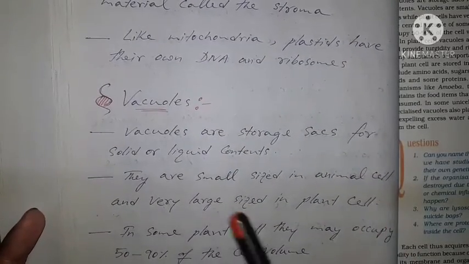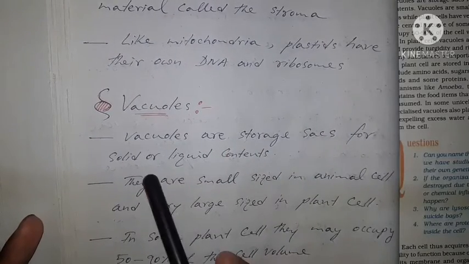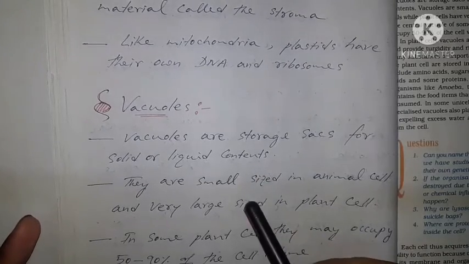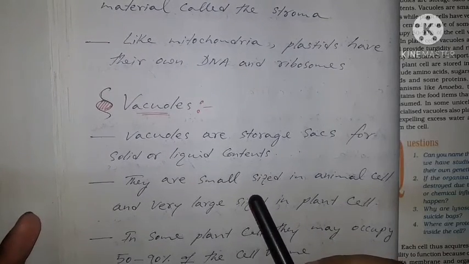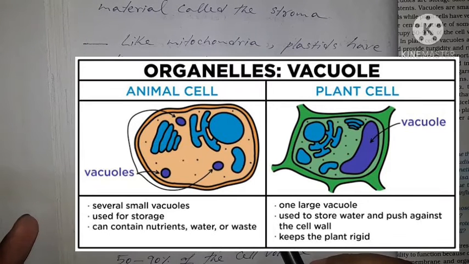Then the next is vacuoles. Vacuoles are storage sacs for solid or liquid contents. They are found both in plant cells as well as animal cells. As we can see in the picture, this is the vacuole, which is found in the plant cell as well as the animal cell.